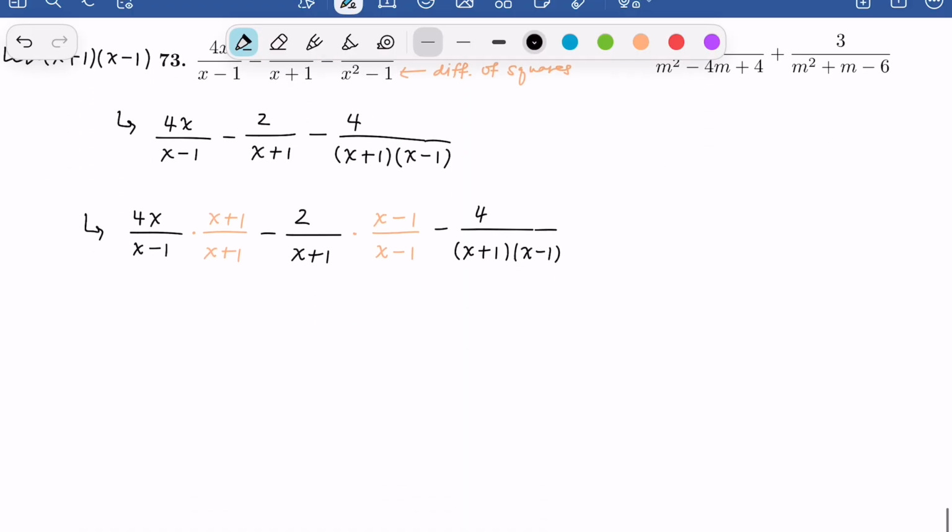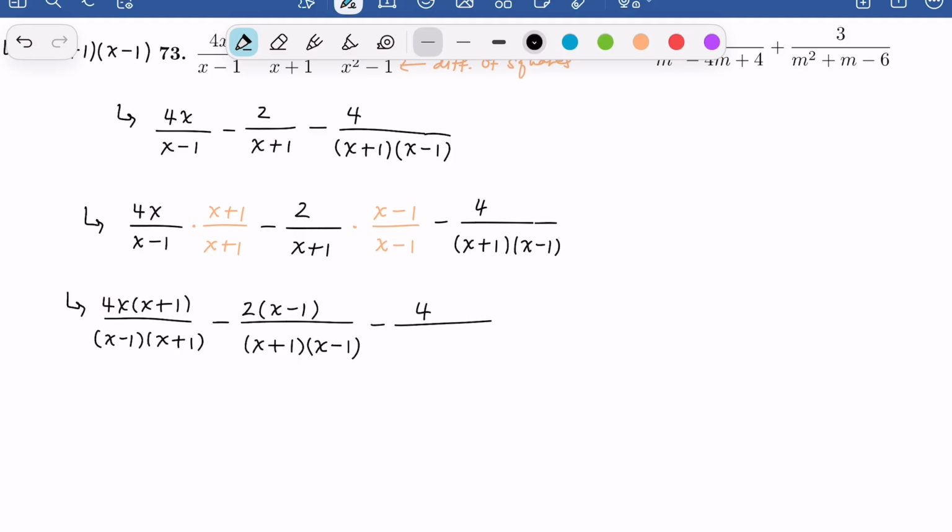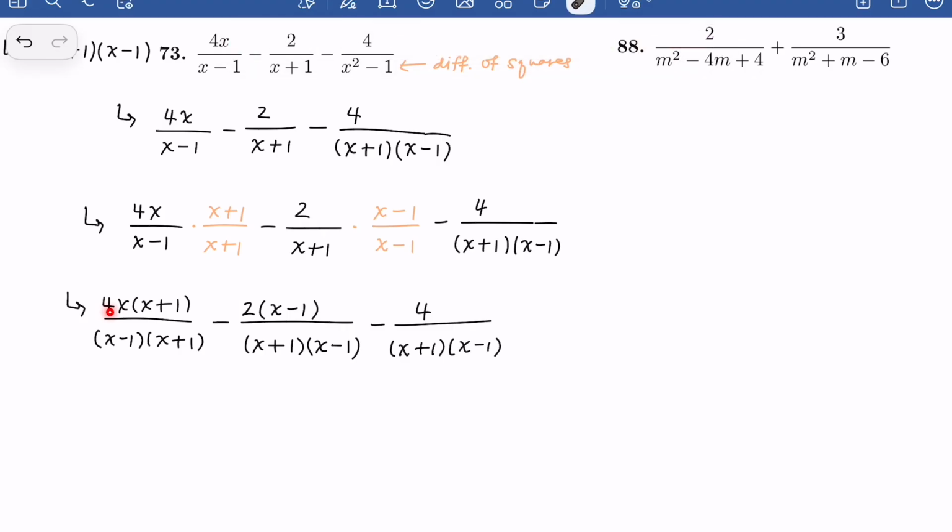All right. Now we're going to simplify this. We're going to have 4x times x plus 1 in our numerator. And in our denominator, we're going to have the LCD. Similarly, we're going to have 2 times x minus 1 here, and then our LCD here, and then we have our last expression. So now that we have a common denominator for each of these rational expressions, we can go ahead and subtract.